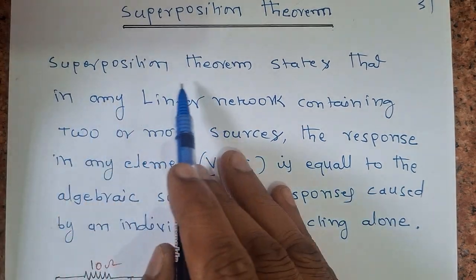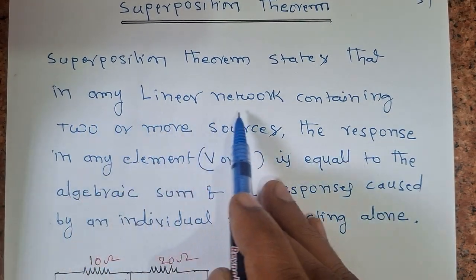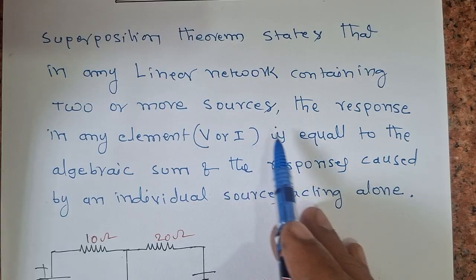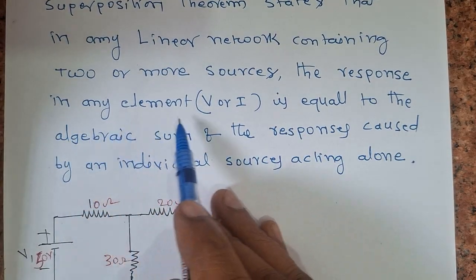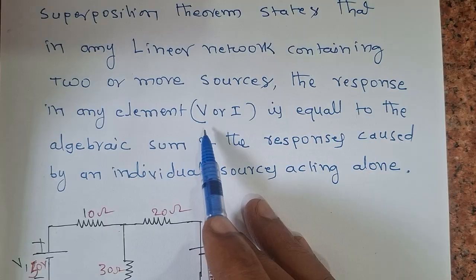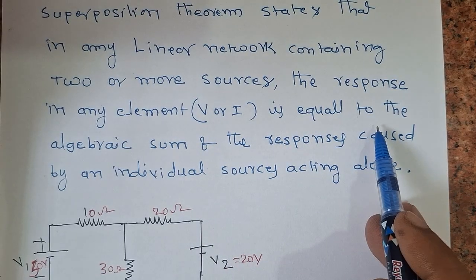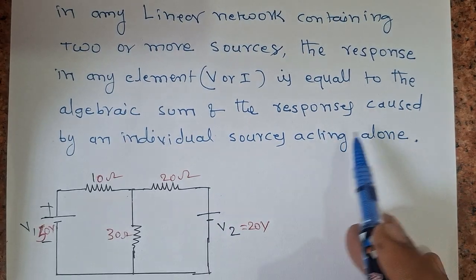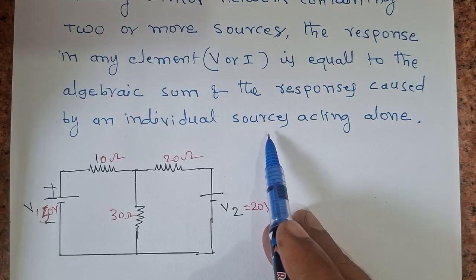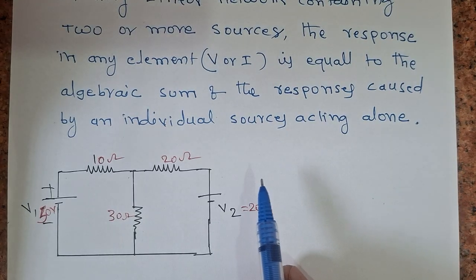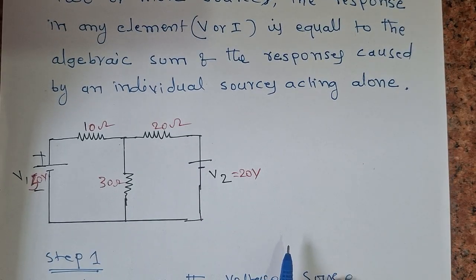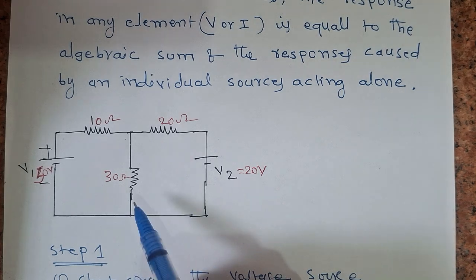Superposition theorem states that in any linear network containing two or more sources, the response in any element, response meaning the voltage or current, is equal to the algebraic sum of the responses caused by individual sources acting alone. So this is the definition of the superposition theorem. Let us take one circuit. If you solve one problem, then you will understand perfectly.